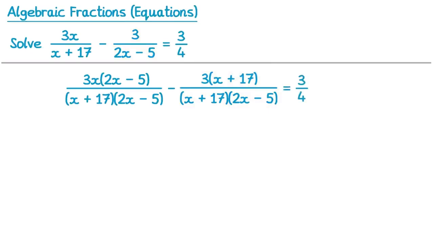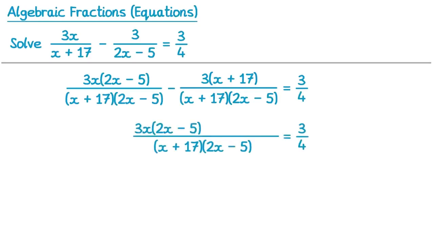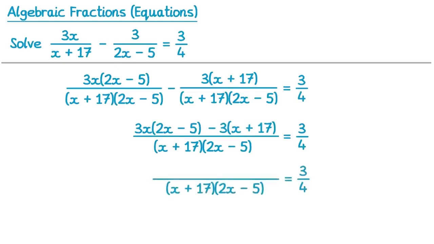Now we have that common denominator, we can write them as one big fraction. So we've got 3x, and then brackets 2x minus 5. Then we have a subtraction in between them, and 3x plus 17. Next, we're going to expand out that numerator, so we'll write everything else the same. We have 3x multiplied by 2x, that's 6x squared. 3x times -5, that's -15x. -3 times x, -3x. And -3 multiplied by a +17 is -51.